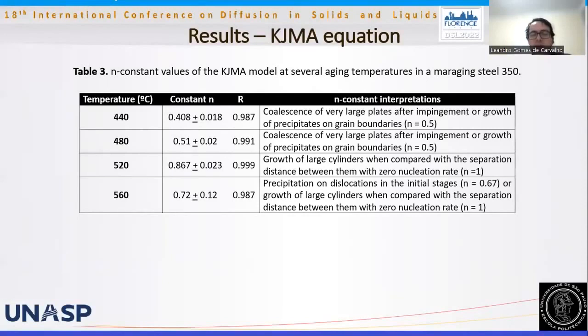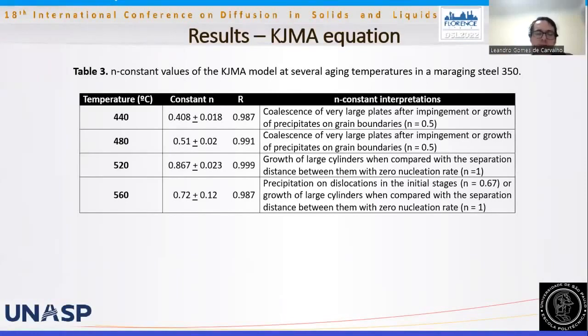These values increase with elevation of temperature between 440 and 480. The possible n constant interpretation is the coalescence of very large plates after impingement, or growth of precipitates on grain boundaries, while for 520 Celsius degrees the n constant is the growth of large cylinders when compared with the separation distance between them, with zero nucleation rate.